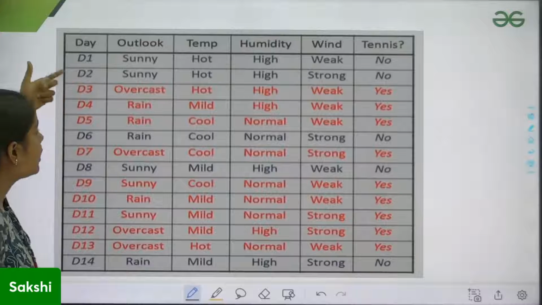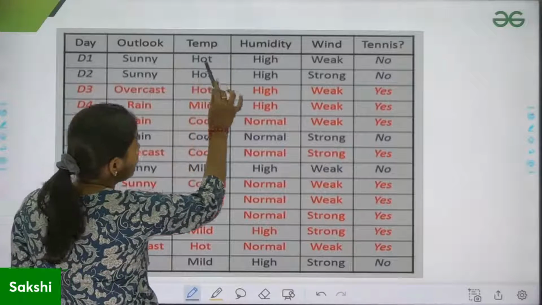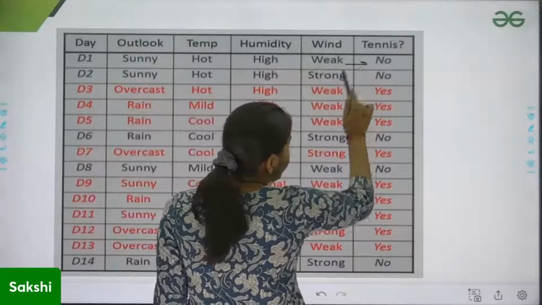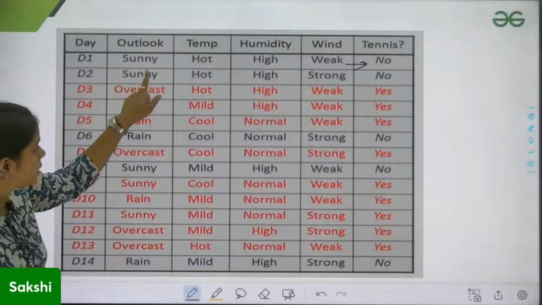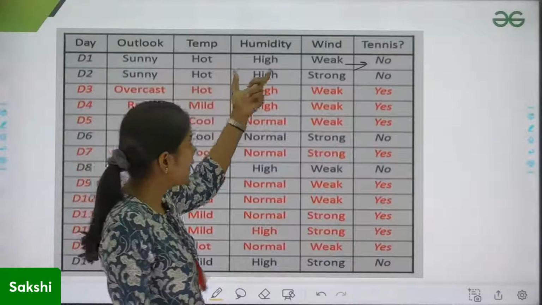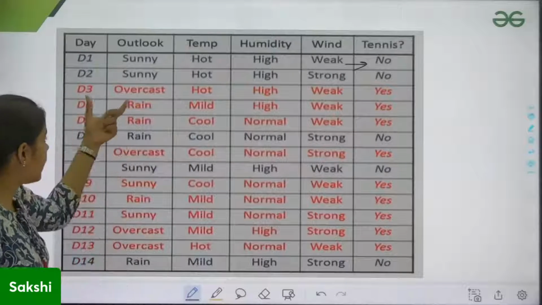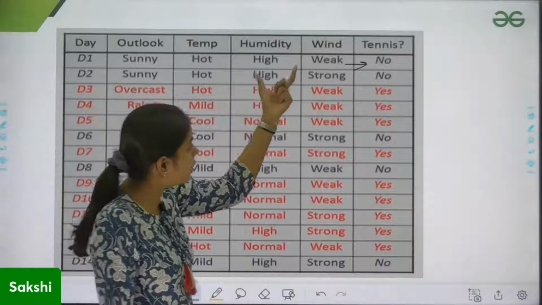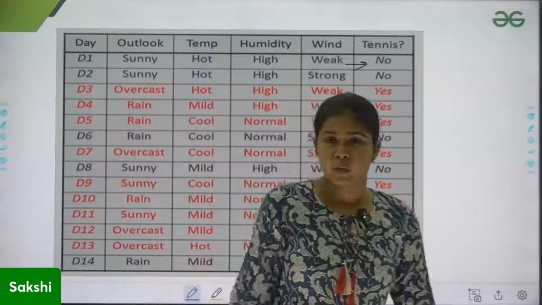So on day 1, we have some examples here: on a particular day it is sunny, hot, the humidity is high, and the wind is weak, then the player hasn't played tennis. Similarly, on a particular day the day was sunny, hot, with high humidity and strong wind, and the player decided not to play. The day is overcast with hot temperature, high humidity, weak wind, and the player decided to play tennis. So we have these examples of previous 14 days.